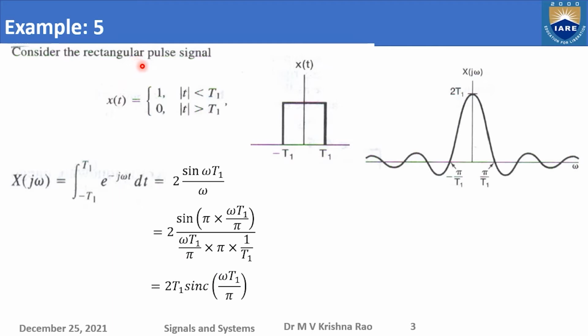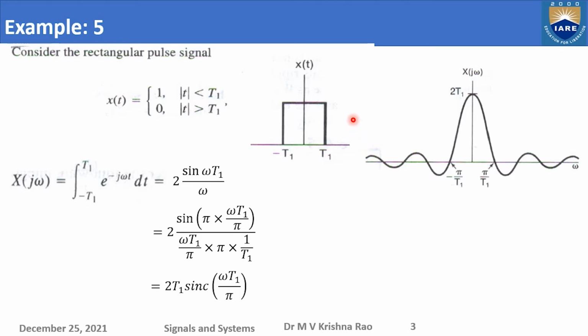I am considering the rectangular pulse. It is given functionally by this expression: x of t equal to 1, unity, when the magnitude of time is less than t1, on both sides of the y-axis, that is both sides of 0. t equal to 0 is in the middle, with t equal to t1 and t equal to minus t1. Between minus t1 and plus t1, I have a pulse. Below minus t1 and above plus t1, I have zeros.